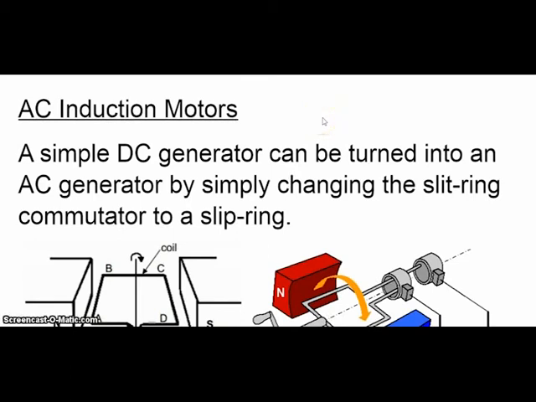Now, a DC generator you saw before, and an AC generator, where they use the changing magnetic fields to induce currents in different directions. What this particular lesson is about is AC induction motors. An induction motor is not an AC motor. An induction motor does not have brushes.